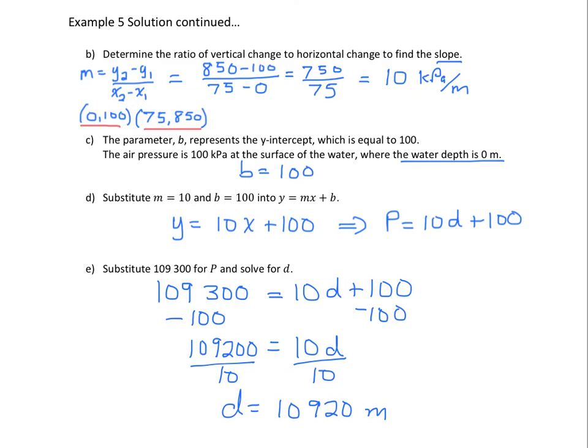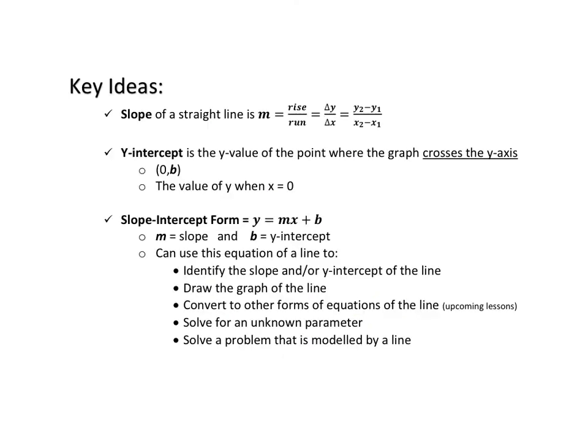when the pressure is 109,300 kilopascals. So, in summary, for lesson 7.1, slope-intercept form of a line, we looked at the equation of the line in the y equals mx plus b form, where m is the slope of the line and b is the y-intercept. We can use this equation to identify the slope or y-intercept of the line, and also to draw the graph of the line by starting at the y-intercept and using the slope to go up or down the line to the next point. We can convert to other forms of equations of the line, solve for an unknown parameter, and solve a problem that is modeled by the line.